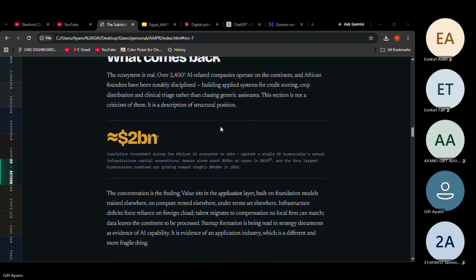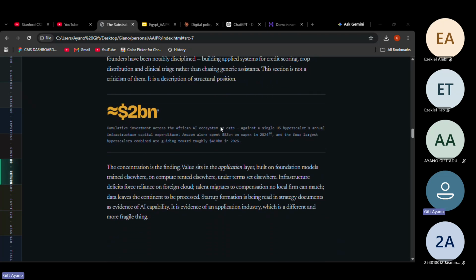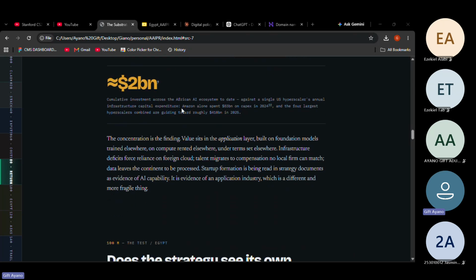And looking at this cumulative investment across the African AI ecosystem against a single US hyperscaler, it is very, very low. Amazon alone spent 3 billion just in 2024, and the whole Africa cumulative investment is just 2 billion. That's very, very small.